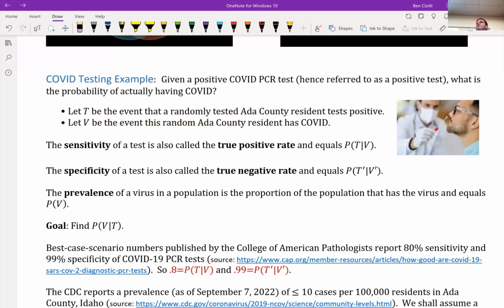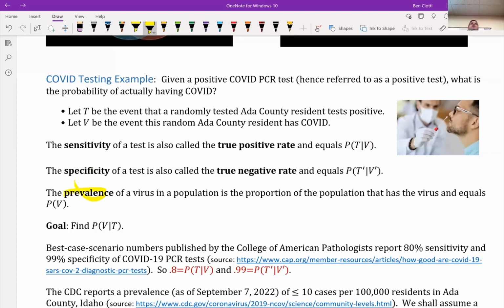And here's some related terminology. In the context of medical testing, the sensitivity of a test is the same as the true positive rate of the test. In other words, it's the probability that someone that has the virus tests positive for the virus. The specificity of a test is the true negative rate of the test. That's the probability that someone who does not have the virus tests negative for the virus, okay?